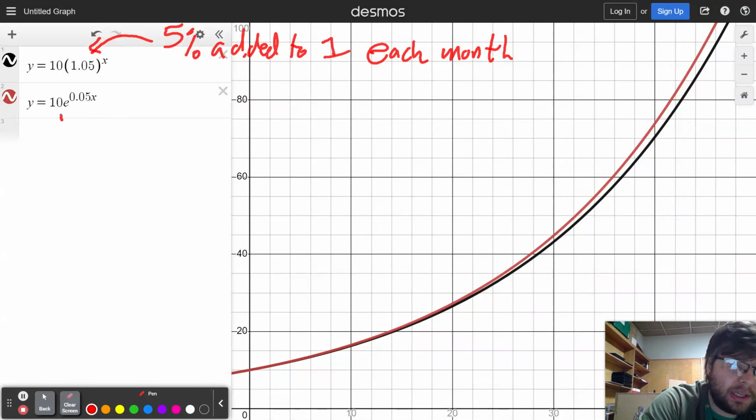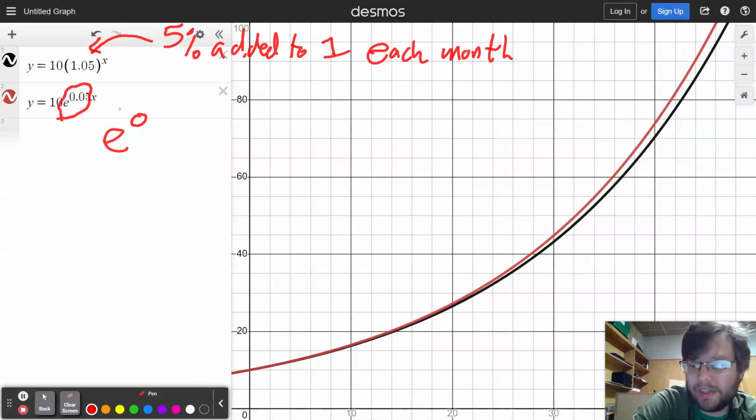This second one is a little bit weirder. I'm going to grab the e and the 0.05. I want you to think, what did e to the 0 equal? Well, e to the 0 is the same as 2 raised to the 0. It's the same as 10 raised to the 0. It's the same as pi raised to the 0. Any base to the 0 power is equal to 1.